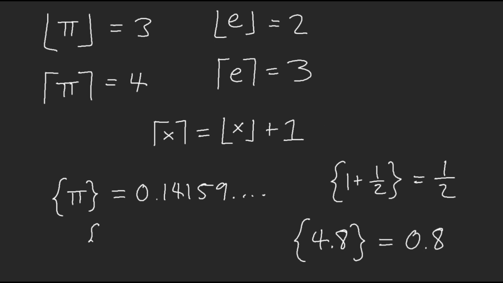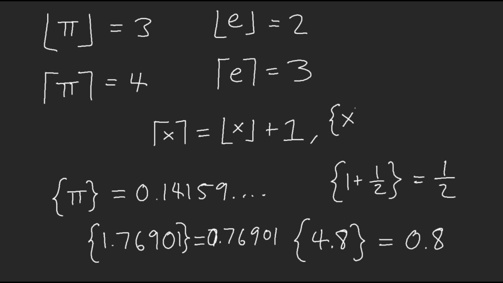The fractional part of 1.76901, I'll put a 1, is literally just equal to 0.76901. Literally just the decimal portion, the fractional part. And yes, we can also write this as a formula. A fractional part is literally the whole number minus the integer part of it.